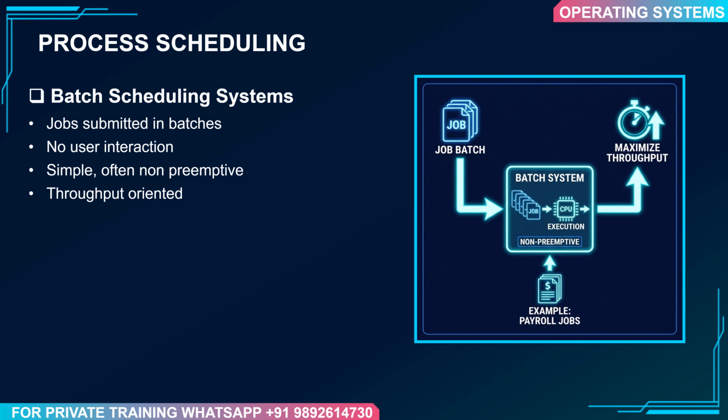Based on how processes are handled and the environment they run in, we can also talk about different broad types of process scheduling systems. One common type is batch scheduling. This was popular in early computers where users submitted jobs in batches. There was little or no user interaction. Jobs were collected, loaded into memory, and executed one after another. Scheduling was simple and often non preemptive. The system aimed to maximize throughput. For example, a payroll processing system might run hundreds of salary calculation jobs overnight without any user interaction.